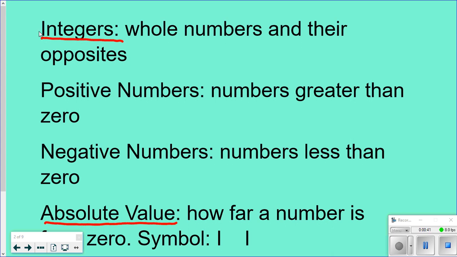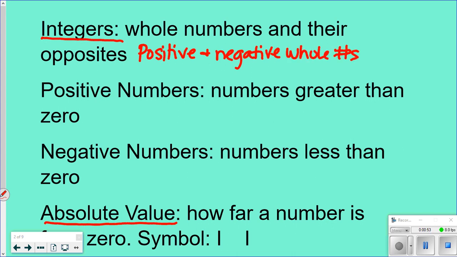If you want to write positive and negative whole numbers, this is also a really good definition. I feel like this is the easiest definition to remember, positive and negative whole numbers. So like positive 5, negative 3, nothing with a decimal, nothing with a fraction. Integers are only whole numbers. You know positive and negative numbers. Positive numbers are greater than 0. Negative numbers are less than 0, and they're pretty much shown with a negative in front.